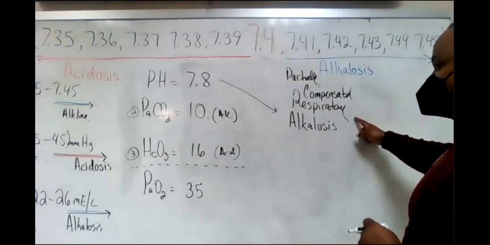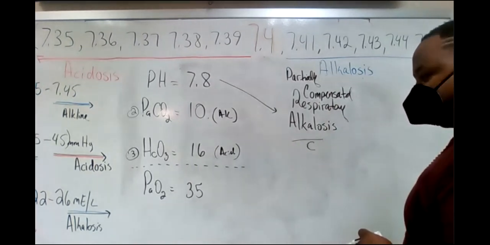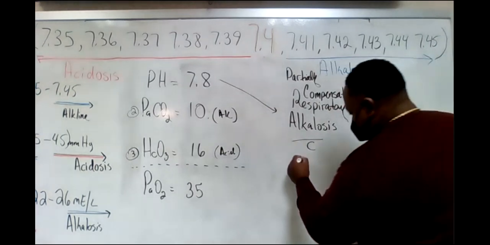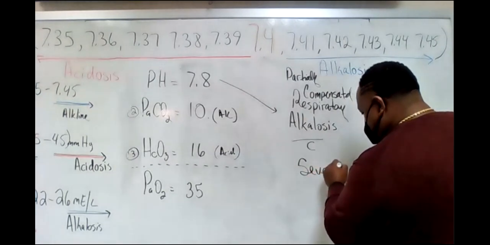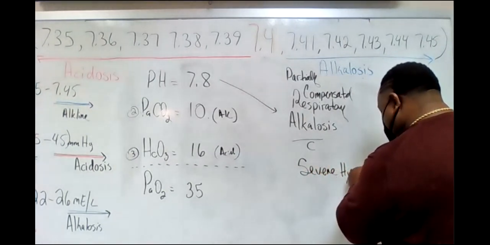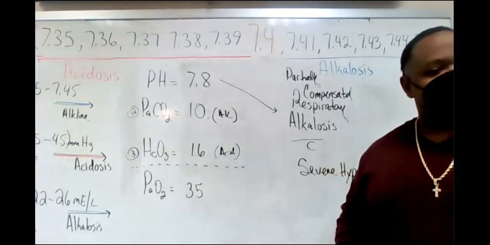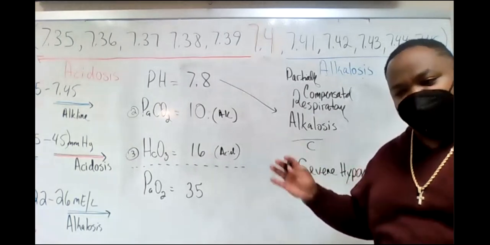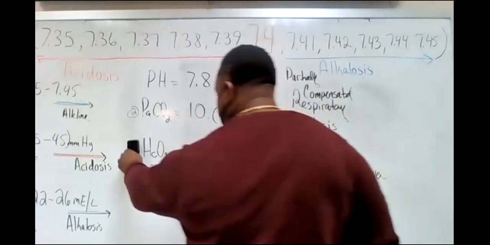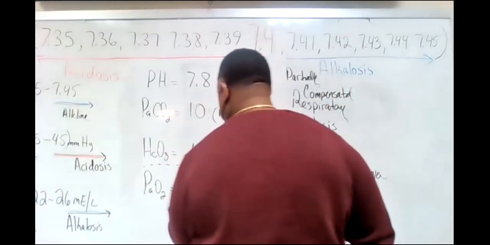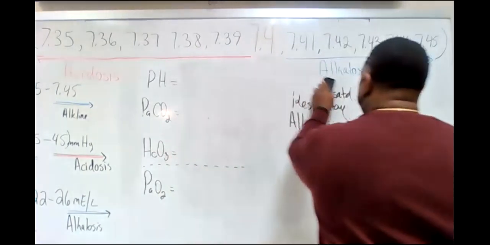Partially compensated respiratory alkalosis, and with what type of oxygenation? Severe hypoxemia. There you go. Severe hypoxemia. That's it. Now that's all of the ABG, as hard as an ABG will get. As hard as it gets. So that's how you've got to be able to read them, just like that.